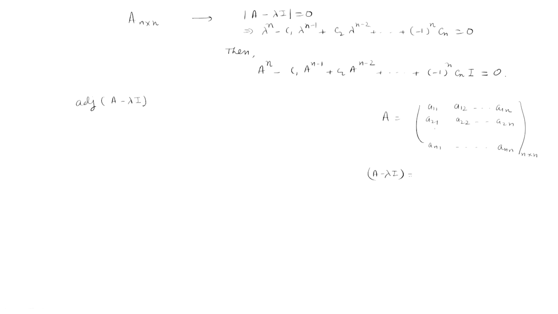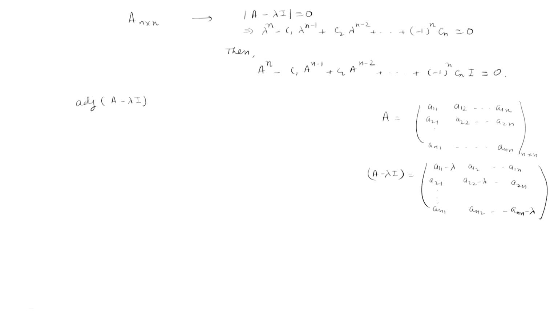A minus lambda I will be the matrix with entries A11 minus lambda, A12 and so on up to A1n; A21, A22 minus lambda and so on up to A2n; and here An1, An2 and so on up to Ann minus lambda. This is A minus lambda I. Now, if we want to find the adjoint of this matrix A minus lambda I, how will we proceed?